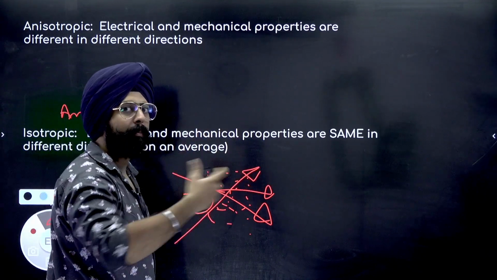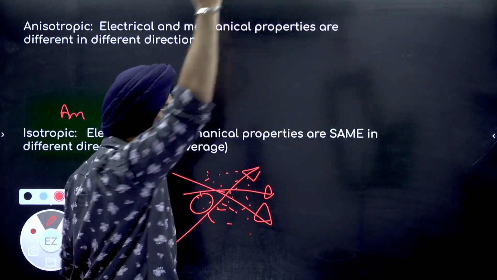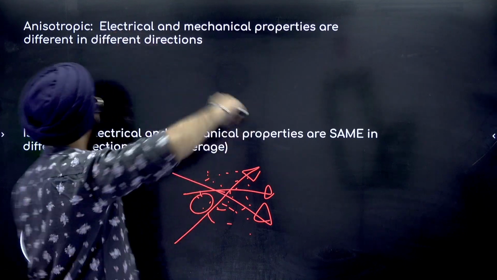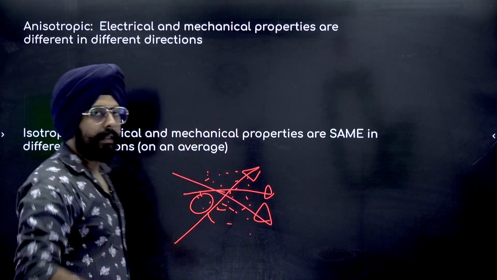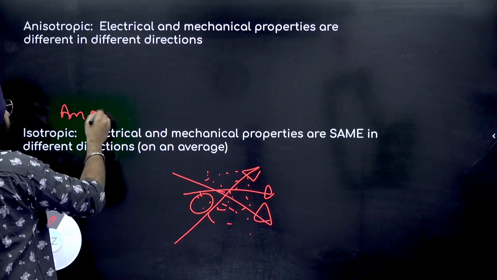Isotropy means same. Iso means same. Same in either direction. And aniso means different in either direction. Okay.